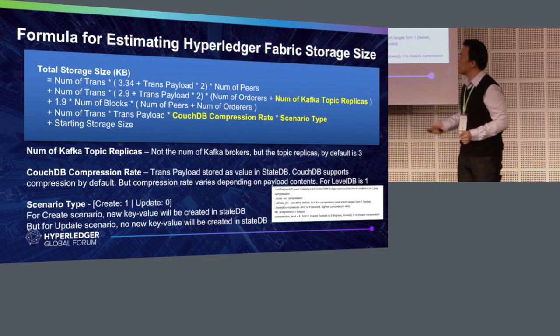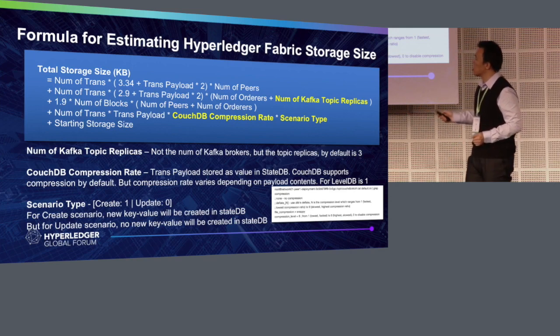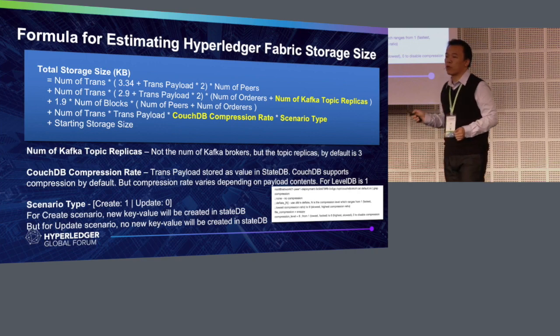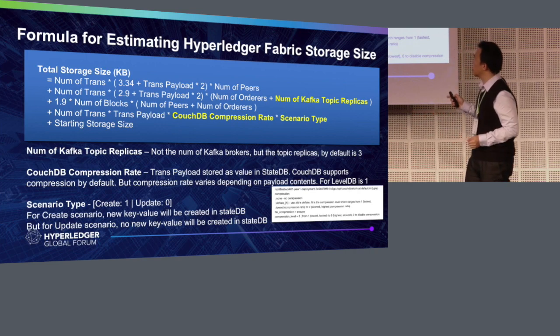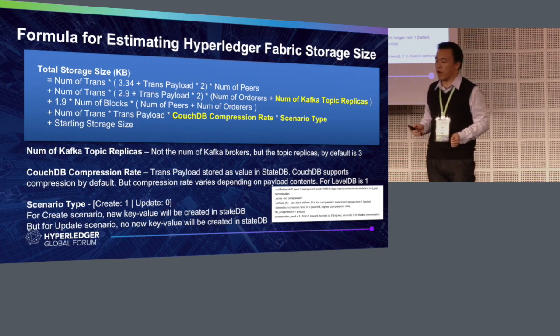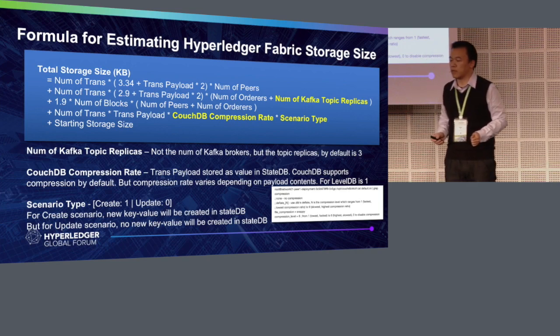And next is the number of Kafka topic replicas. This is not the number of Kafka brokers, but actually the number of Kafka topic replicas. And by default, Fabric uses 3 as the default value.